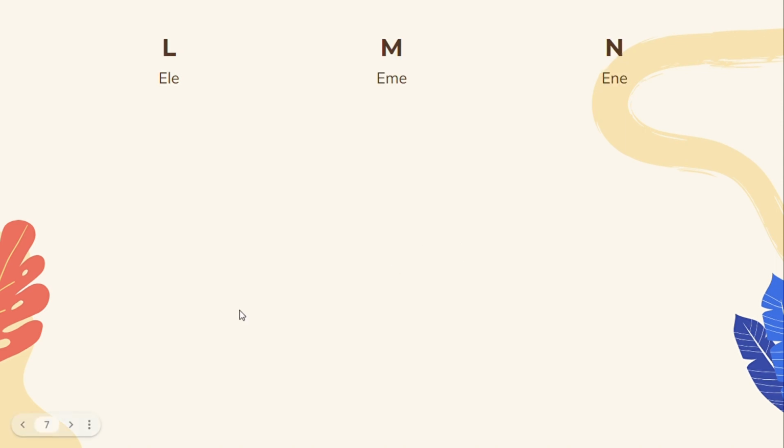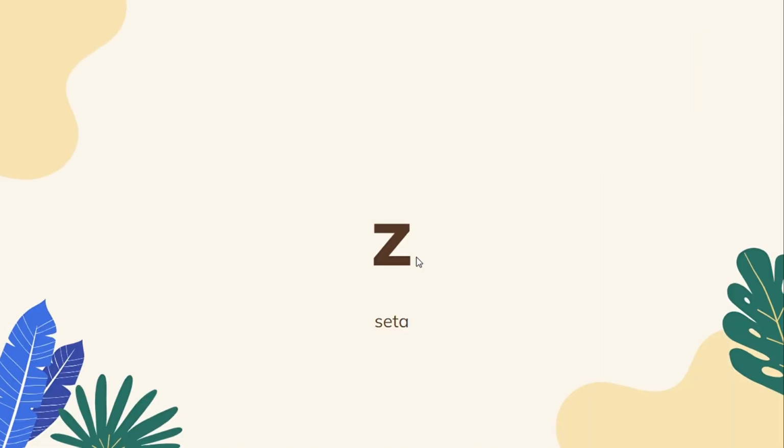L translates to L, M translates to M, N translates to N, O translates to O, P translates to P, Q translates to Q, R translates to R, the double R translates to R, S translates to S, T translates to T, U translates to U, V translates to V, W translates to W, X translates to X, and Y translates to Y, and lastly Z translates to Z.